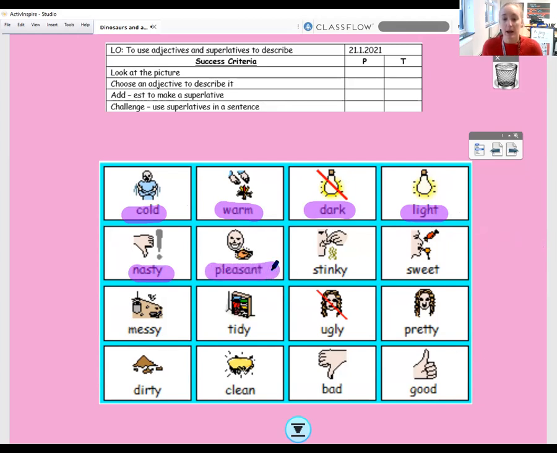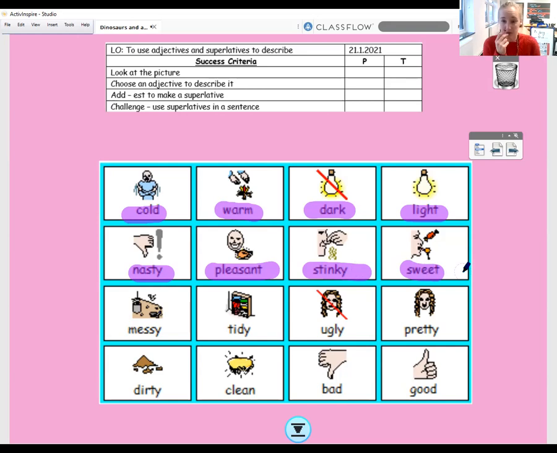I've got the word pleasant. Your turn. Pleasant is another word for nice. I've got the word stinky. Your turn. So stinky is another word for smelly. I've got the word sweet. Your turn. So sweet could be an object, it could be something that we eat that is sugary.